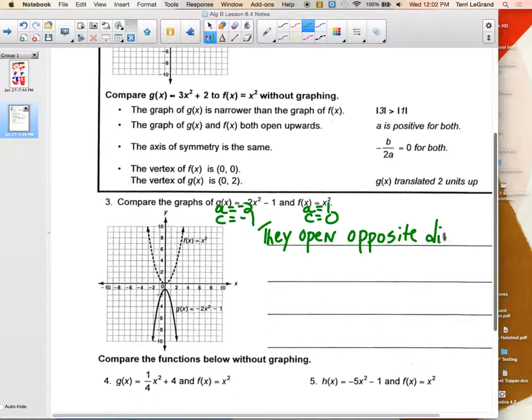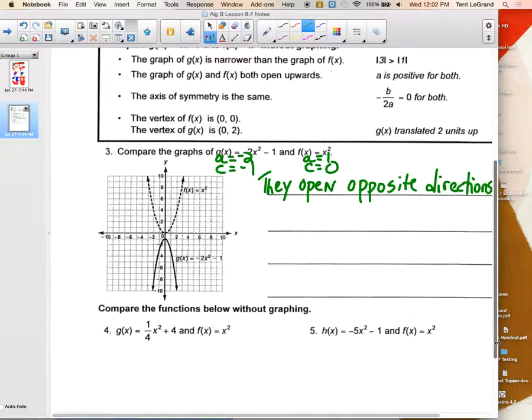And our reason is because one of them has a negative a, the other one has a positive a. So one's going to open up and the other one's going to open down. A controls what direction they open. Okay, that's one of our comparisons. Now we're going to do the other thing that A does.